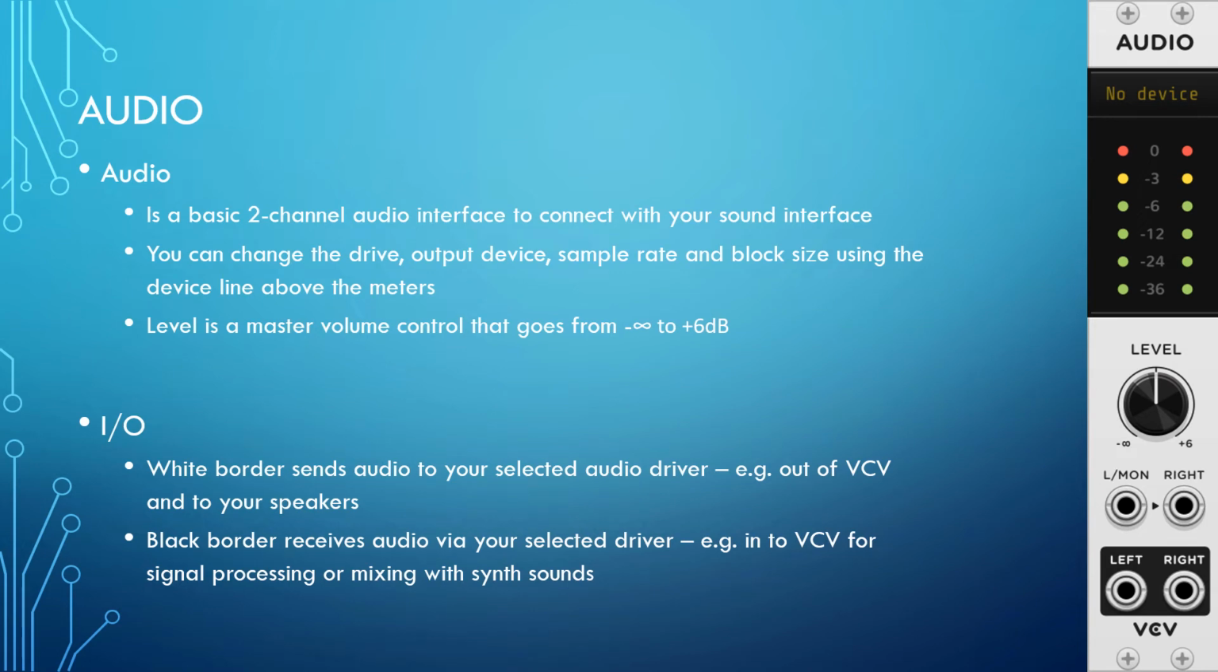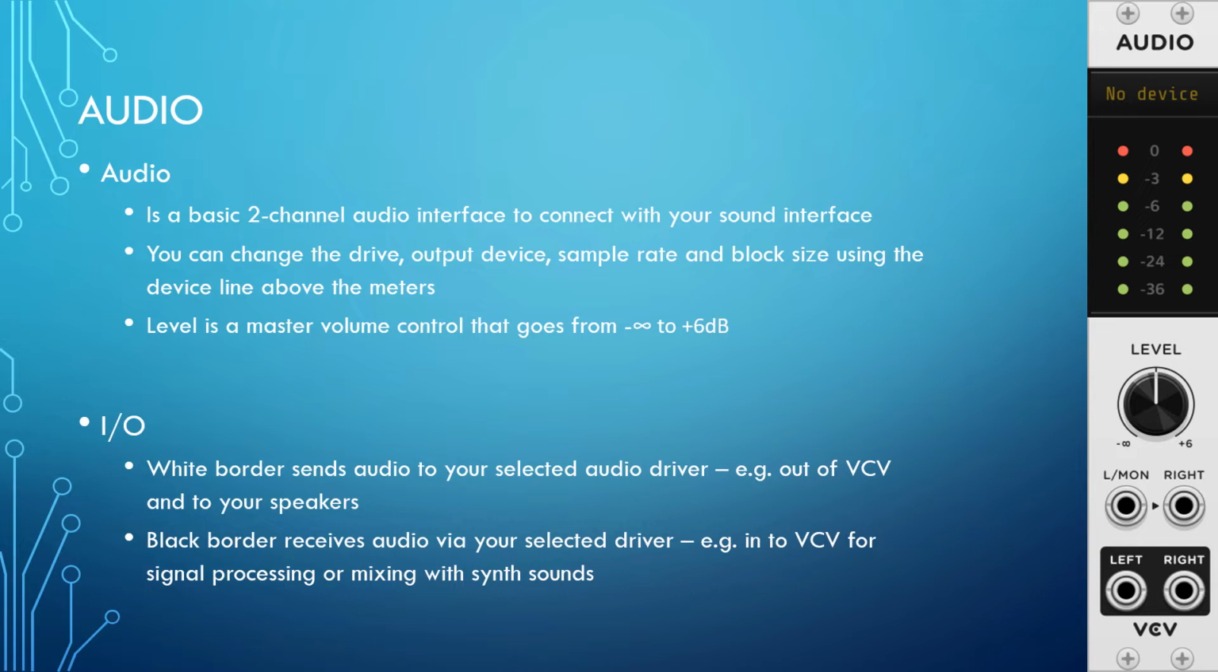But once you've got a sound, you need to get it out somehow, and that's what the audio device is for. This is a basic 2-channel audio interface that connects with your sound interface. You change the drive, output device, sample rate, and block size using the device line above the meters. Just click on that and it comes up with a drop-down menu. Level is a master volume control that goes very similar to the other devices from negative infinity to plus 6 dB.